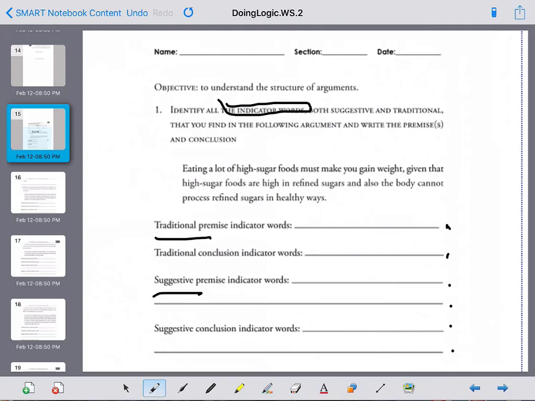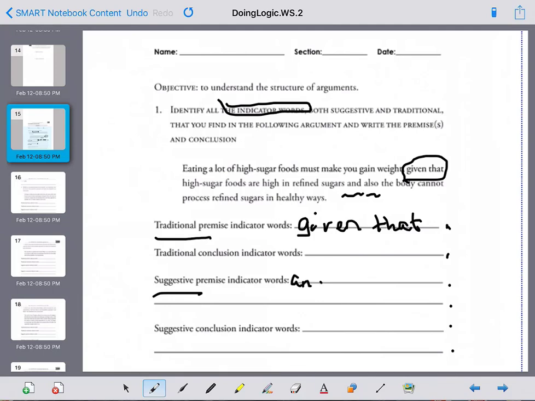So if we look at traditional premises, I'm just going to do a quick glance. What I notice first off is I see "given that." Given that, of course, is a traditional premise. So what I would do is write that there. Then: high sugars are high in refined sugars, and notice that we have an "and" and we have an "also." The body cannot process refined sugars in healthy ways. So what I notice here is suggestive premise words do include words like "and" and "also."